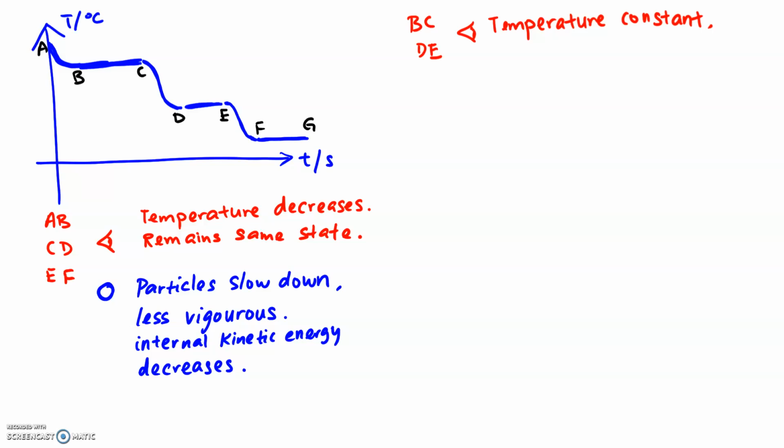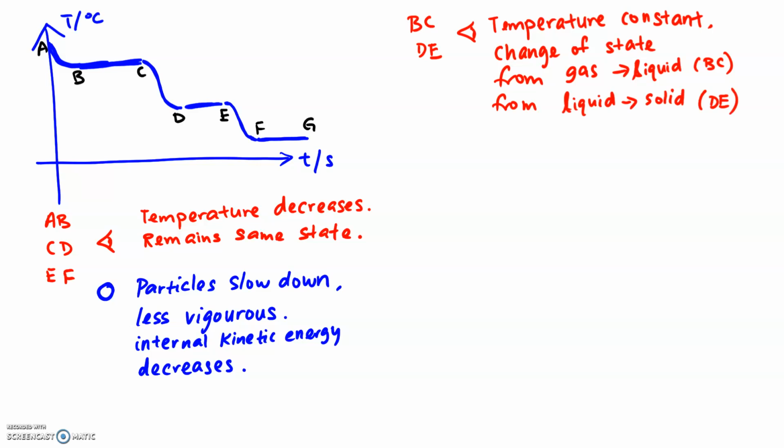Okay, for BC and DE, you notice that the temperature is constant. All right, the state changes. So for BC, it's actually changing from gaseous state to liquid state, and for DE, it's actually changing from liquid state to solid state. All right, so this is a cooling curve. So the substance is actually cooling down, changing from gaseous state to liquid state, from liquid state to solid state. So this is what we see. What happens to the particles then?